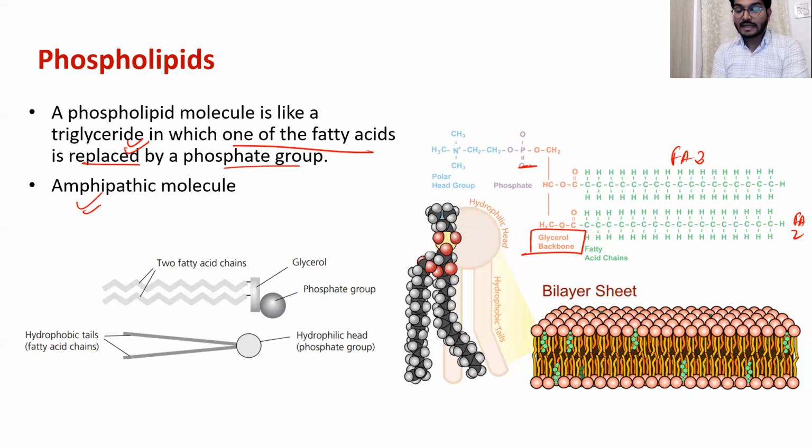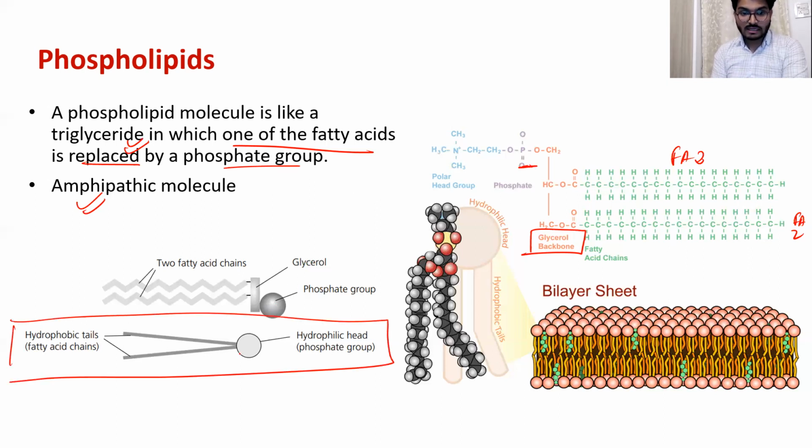These are amphipathic molecules, having both the hydrophobic group as well as the hydrophilic group. If you look at the structure of this, this is the basic structure of the phospholipid, having the head part and the tail part. The tail parts are your fatty acids, and as they are fatty acids, they are hydrophobic tails. And at the head part we have the phosphate group, which is hydrophilic, meaning it loves the water.